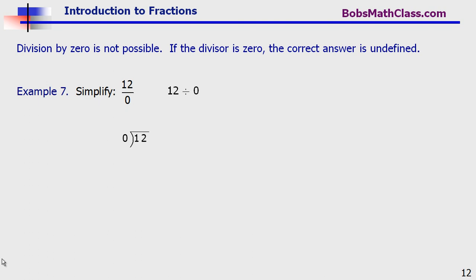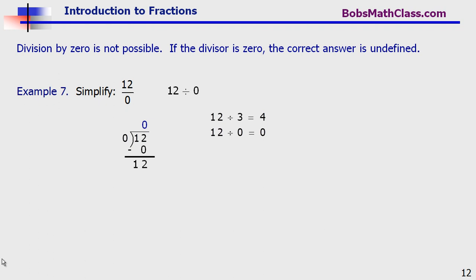Okay, sometimes people try to say the answer is 0. So let's go ahead and put a 0 there. Now it's wrong, but we're just doing it anyways. Well, 0 times 0 is 0, and then we still have a remainder of 12. So we didn't make any progress.